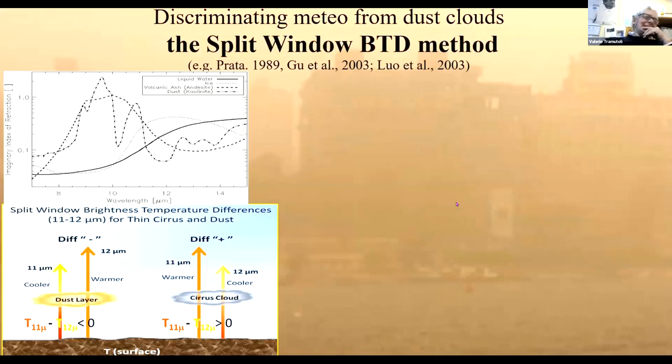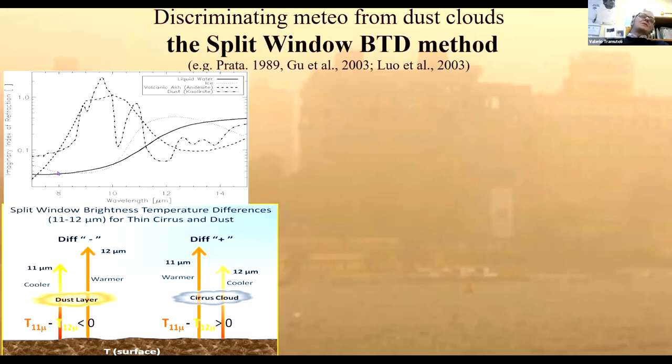The most common index that has been used in recent years is probably the split window, or brightness temperature difference, method, which relies on the fact that, looking at semi-transparent clouds, meteorological or dust clouds, the imaginary part of the index of refraction is responsible for the transmittance of the atmosphere to the radiation leaving the Earth's surface and arriving at the satellite sensor.